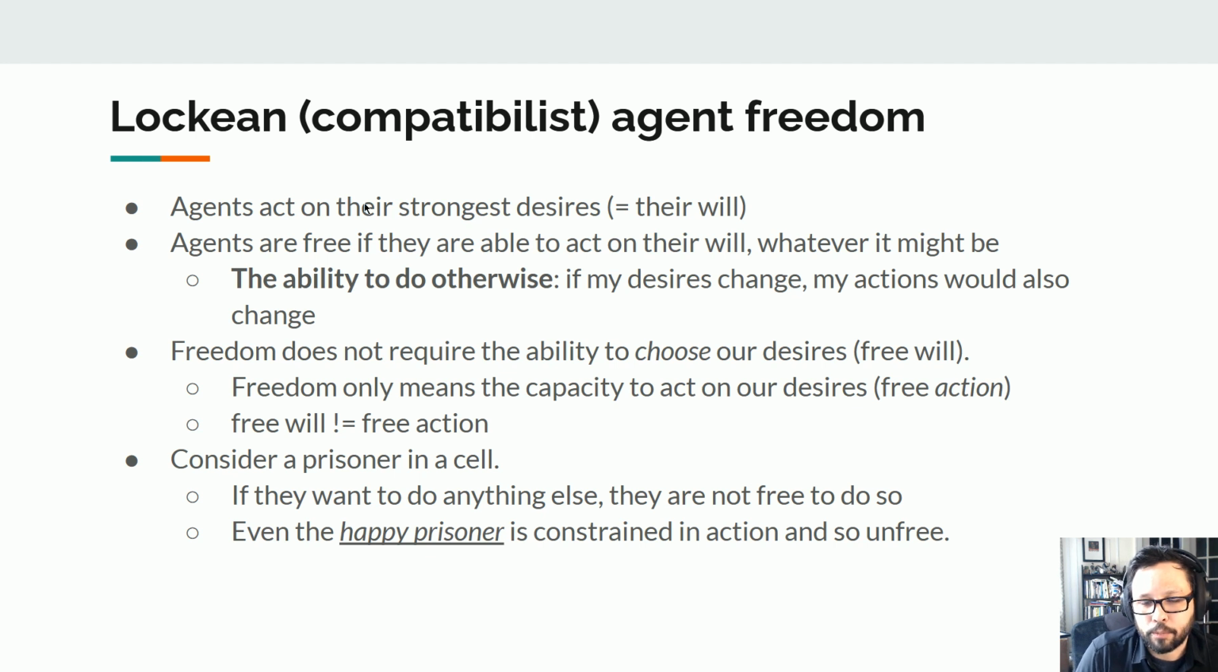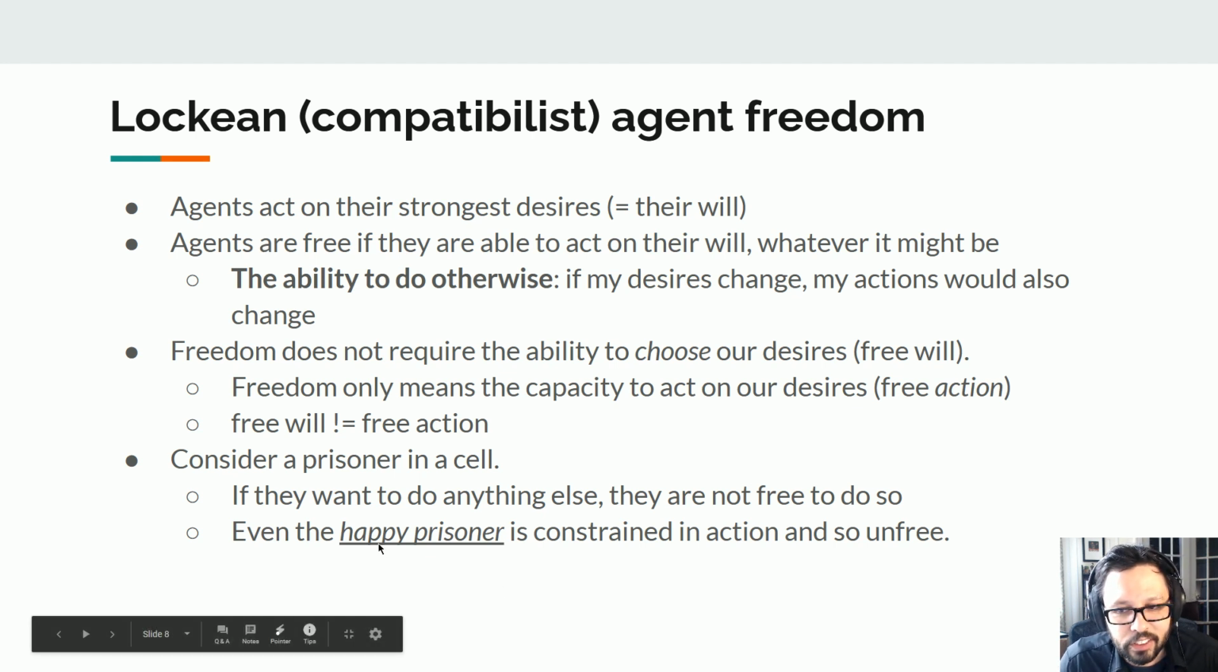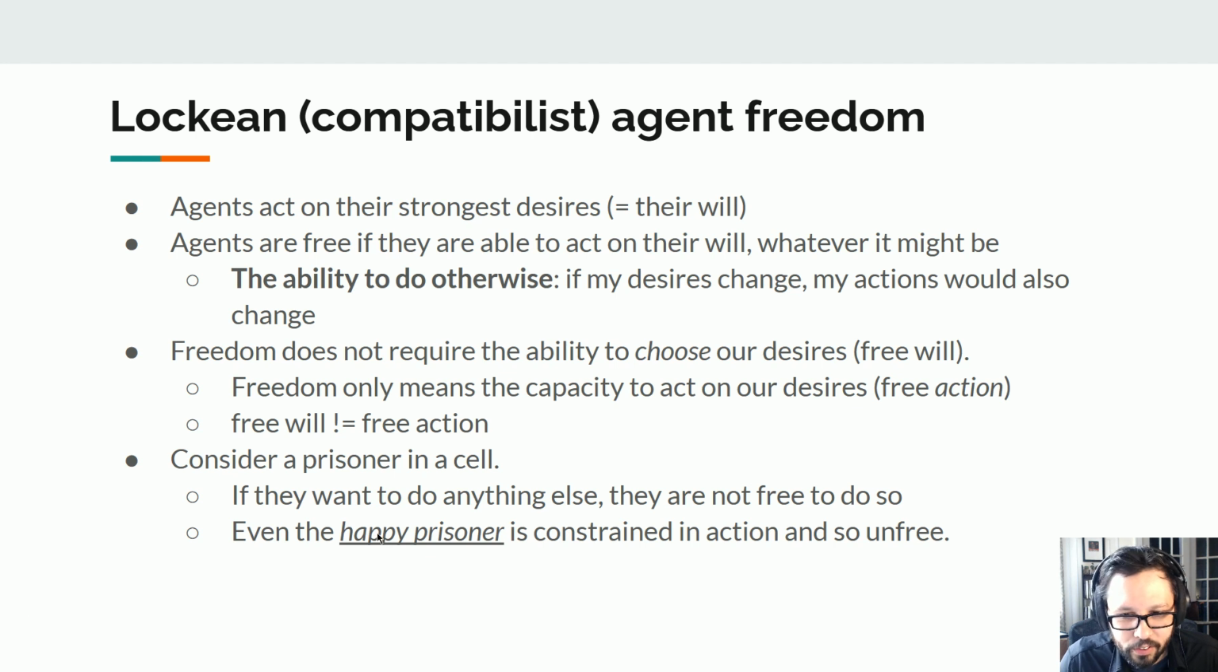So Locke's a compatibilist. As long as you have the ability to do otherwise, your freedom can be constrained if you don't have the ability to do otherwise, right? So the prisoner in a cell is not able to do what they want. Maybe a prisoner in the cell wants to be in the cell, and so it seems like they're doing what they want. But if they wanted anything else, they couldn't do that because they're stuck in the prison cell. So the prisoner is paradigmatically, characteristically unfree, because they can't act on whatever desires they have.